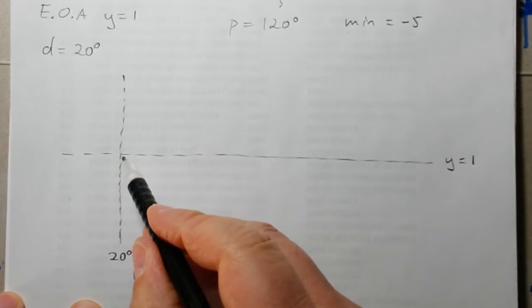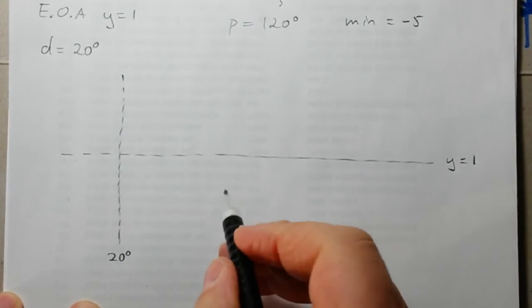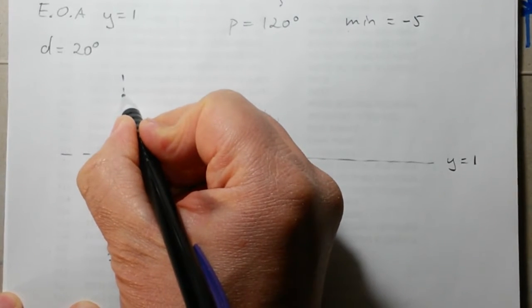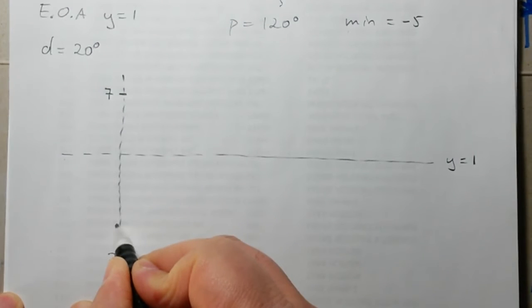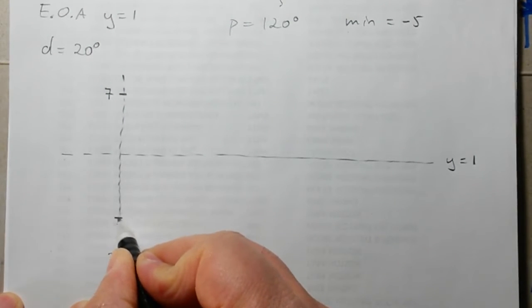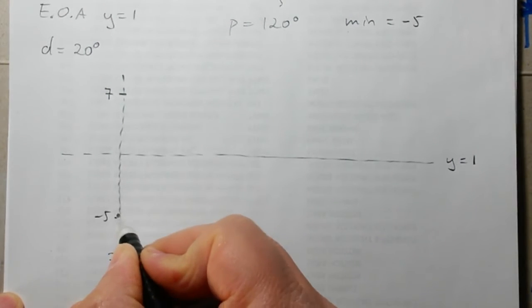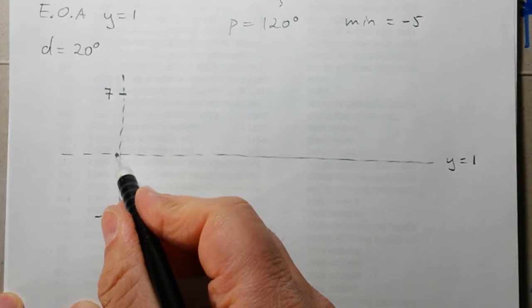And also let's collect the maximum and the minimum values. So the maximum value will be 7 and the minimum value will be -5. And of course halfway in between here, this is the 1.